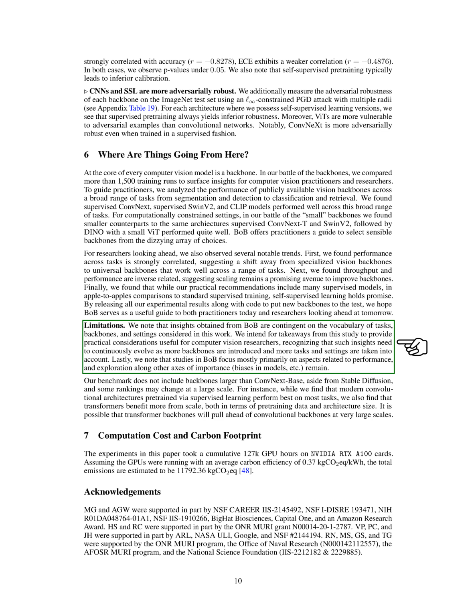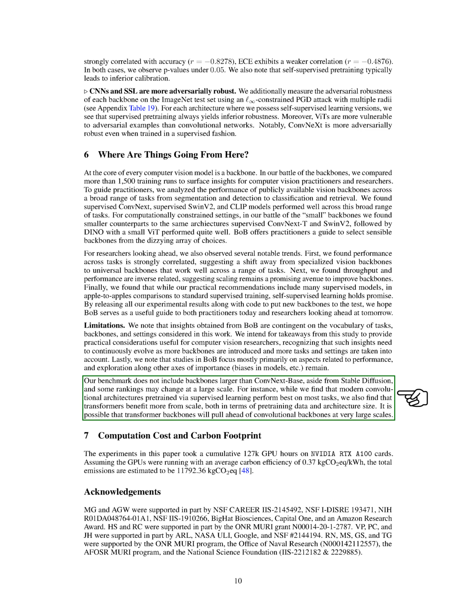However, it's important to note that the insights from BOB are based on the tasks, backbones, and settings considered in this study. We aim to provide practical insights for computer vision researchers, but these insights need to evolve as more backbones are introduced and more tasks and settings are considered. Our study primarily focuses on performance-related aspects, and there are other important factors, such as biases in models, that need further exploration. Our benchmark does not include backbones larger than ConvNeXt Base, except for Stable Diffusion, and the rankings may change at a larger scale.